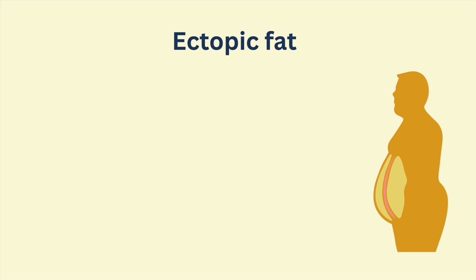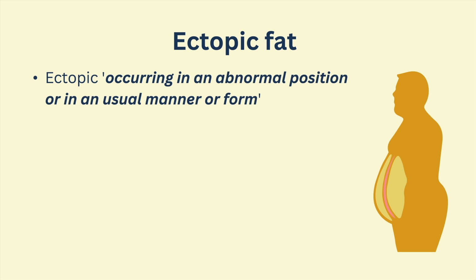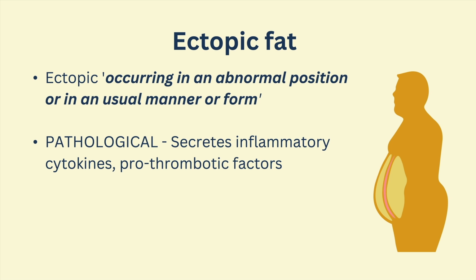So visceral fat is a form of what's known as ectopic fat. So what is ectopic fat? It's fat that is occurring in an abnormal position or in an abnormal manner or form. As I said, it's a problem, and it's secreting what are known as very pro-inflammatory cytokines, which are molecules that inflame the immune system and cause inflammation in the body. It also secretes substances that increase the likelihood of blood clotting.